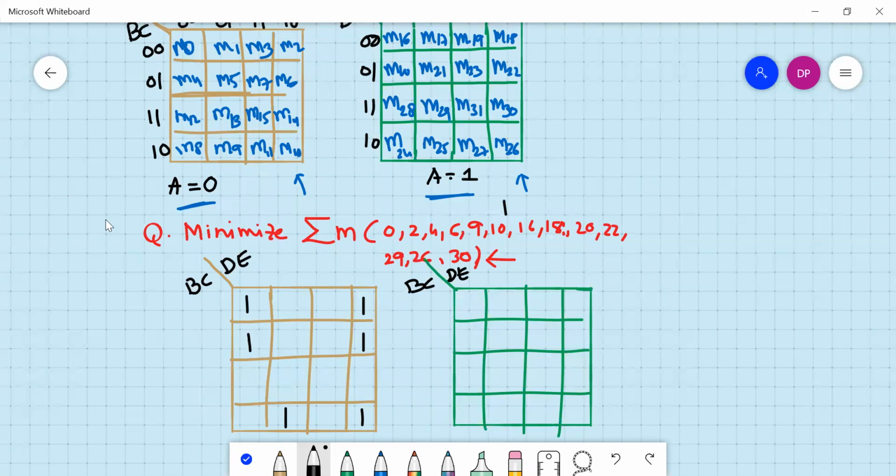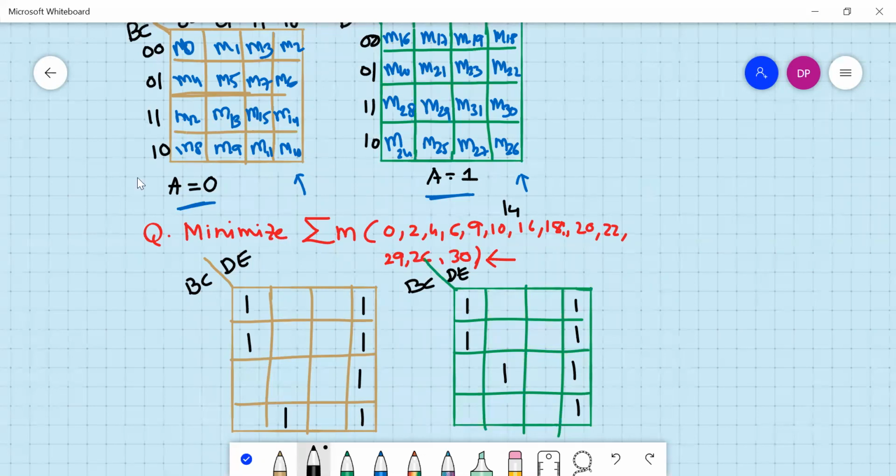Okay, let's include 14 also here, include a 14 here, right? So I'm taking the 14, right? Then 16, okay, 16 is this, then 18 is this, then 20, 22, this is 20, this is 22, then 26, 29, this is 29, 26, 30, this is 30, okay, so this is given, right? This is given.